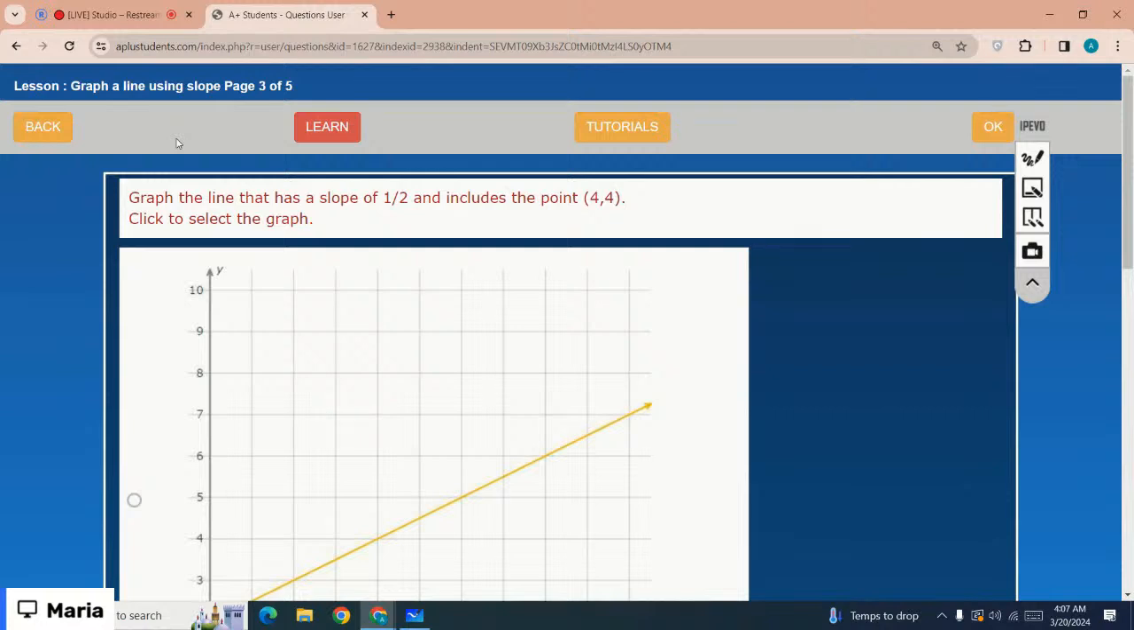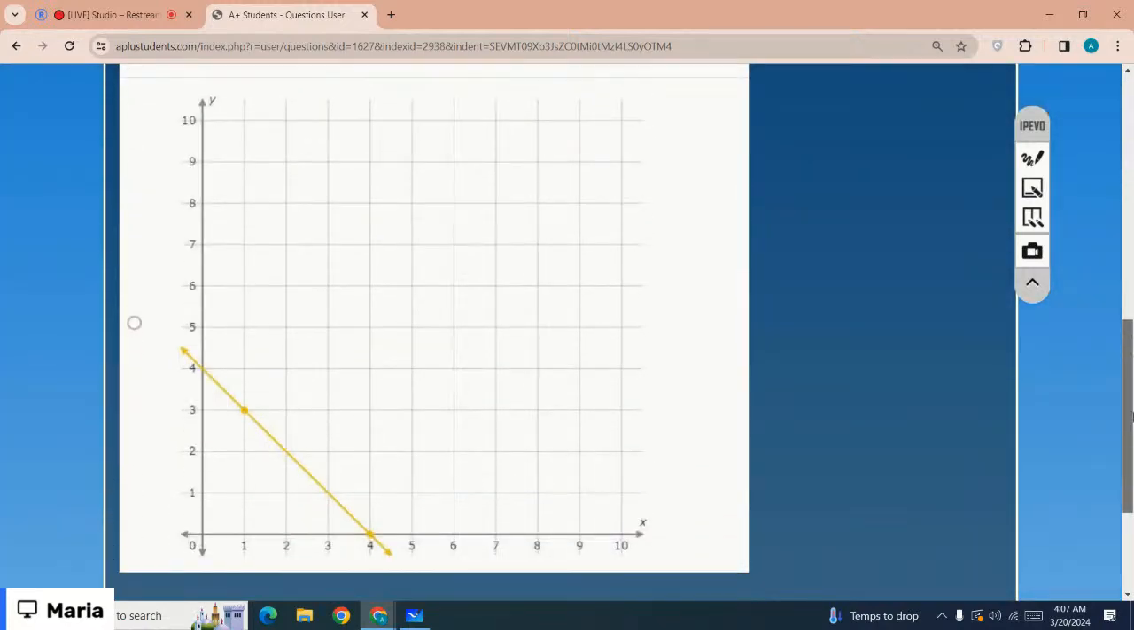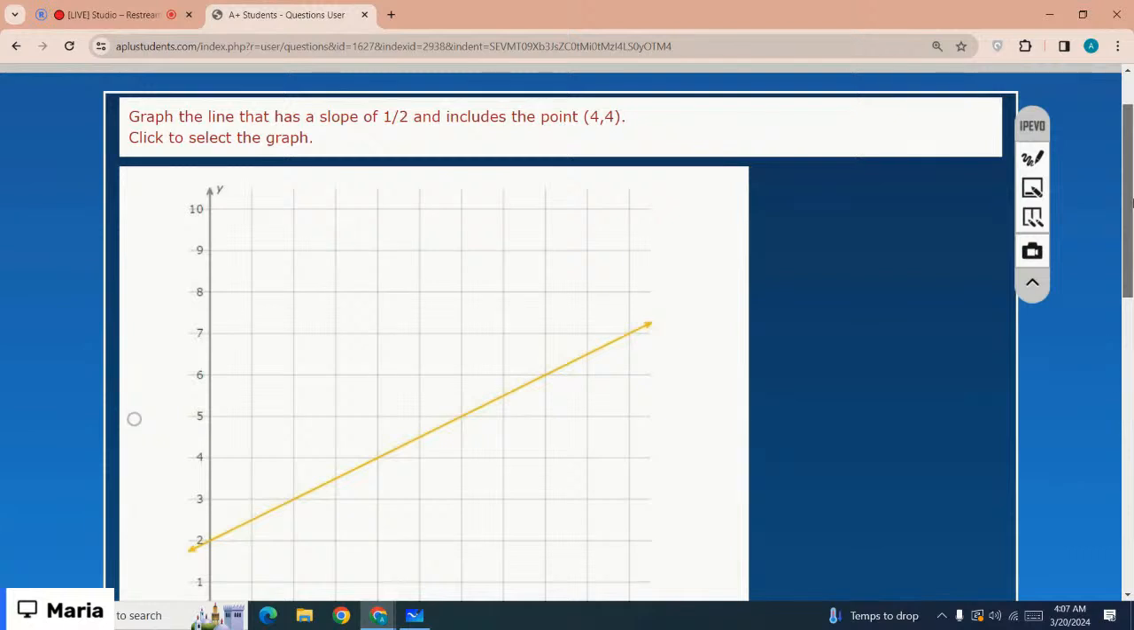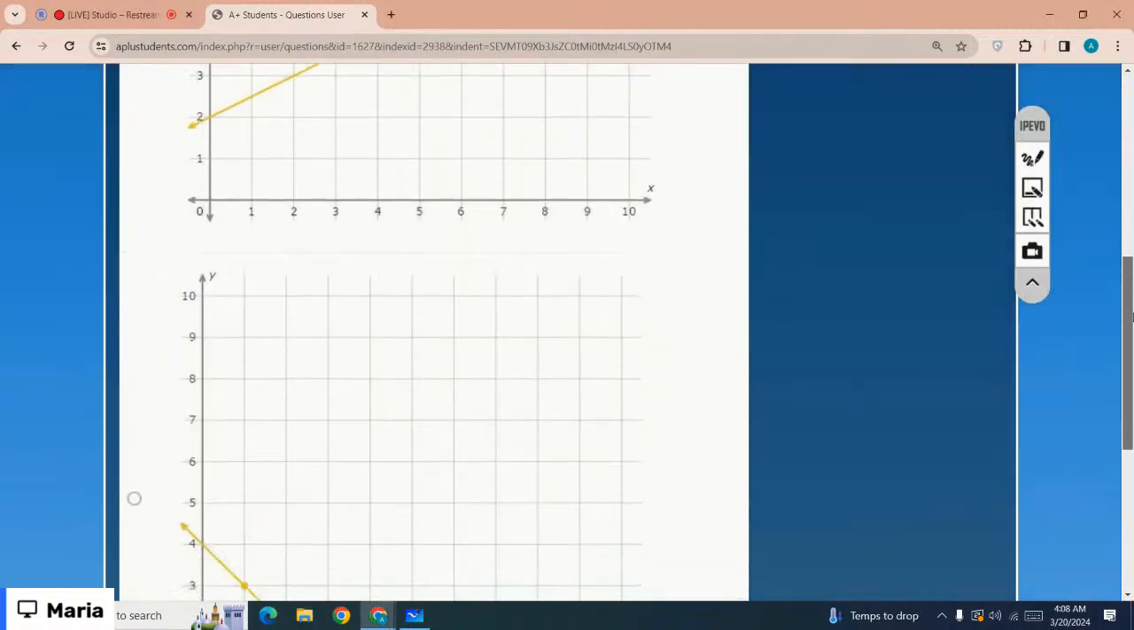Graph the line that has a slope of 1 by 2 and includes the point (4, 4). So which is the correct option? The slope is 1 over 2 and the point is (4, 4), right? So this isn't the correct option, right? Because here you don't have the point (4, 4).